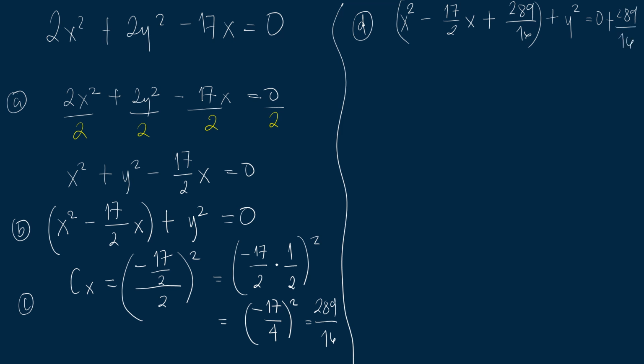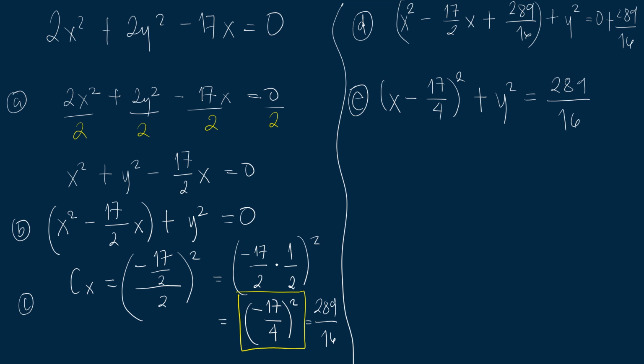So factor out. Letter D. I will show you a technique if you are having a hard time in factoring. Go back to step letter C. This value is always the factor of the next step. Remember, you only squared 17 over 4. So if you factored this out, that should be the binomial of x minus 17 over 4 quantity squared plus y squared is equal to 289 over 16. And this is already your standard equation.